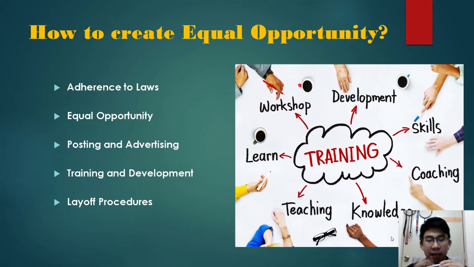Next one is training and development. We need to create a mindset for workers or customers to let them know that equal opportunity is very important to ensure the harmony of the society. And also through this training we learn workshop development skills, coaching, knowledge and teaching. So this is one important way to create equal opportunity.